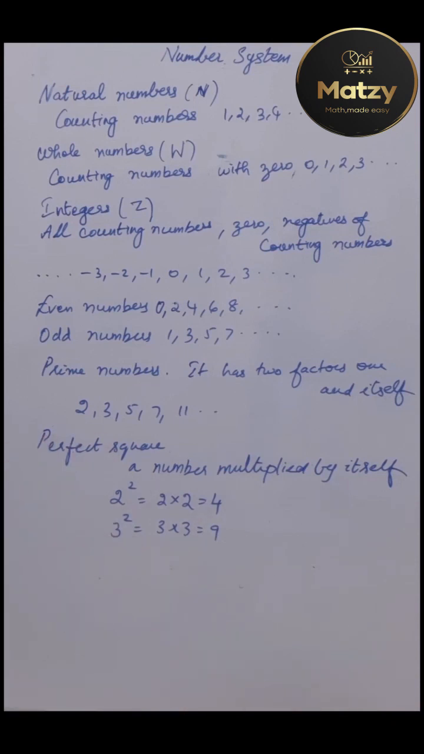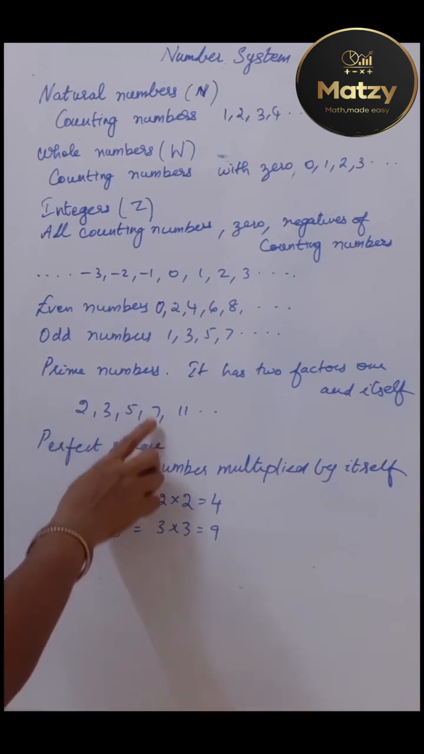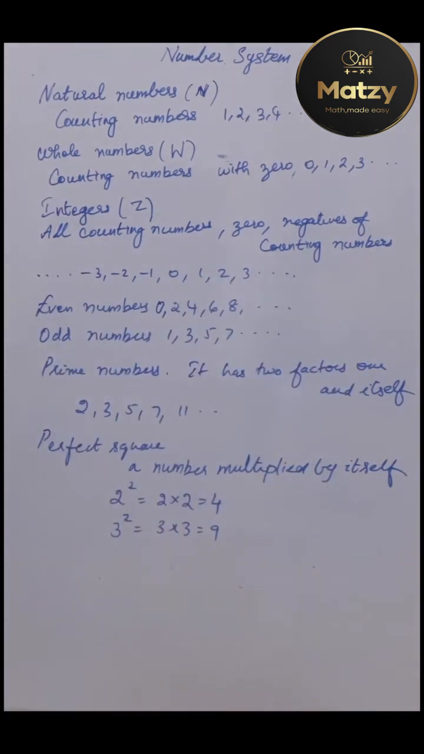A prime number means it should be divisible by 1 and by itself. Apart from that, it should not have any other factors. If you take 6, we can write it as 2 3s are 6. So it is not a prime number. So prime numbers are numbers which are divisible by 1 and by itself. So 2, 3, 5, 7, 11 like that it goes on.